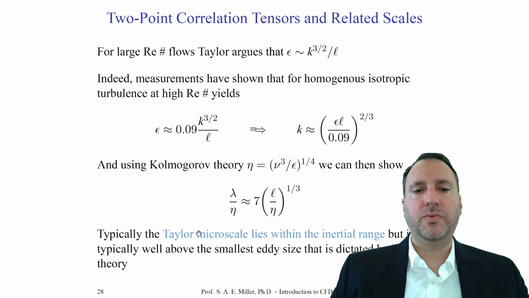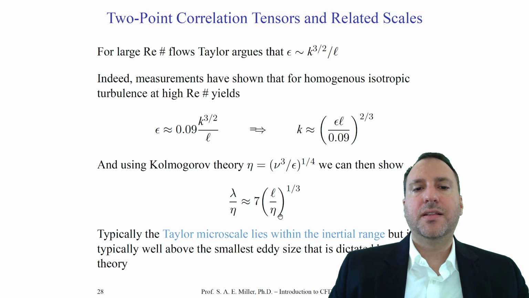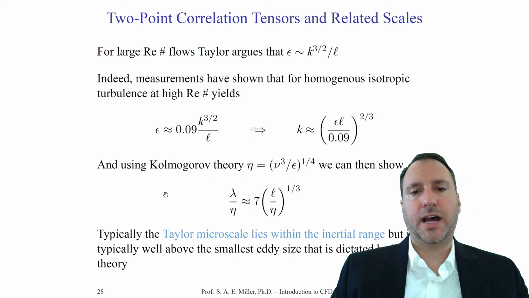Making this substitution, we can relate the Taylor microscale with, of course, the integral and Kolmogorov length scales. Let's look at this in particular. So the ratio of the Taylor microscale to the Kolmogorov length scale will go as 7 times 1/3 of the integral length scale of turbulence divided by the Kolmogorov scale. This is valid for all high Reynolds number isotropic homogeneous turbulence, but it's a wonderful and beautiful mathematical result. We'll be using some of these theories to calibrate and create our turbulence models in the next classes.